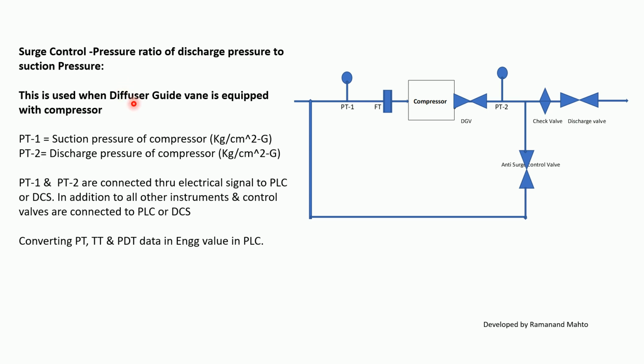This philosophy is used only when a DGV, that is a diffuser guide vane, is installed with the compressor. PT1 is the suction pressure of the compressor in kg per cm square gauge. PT2 is the discharge pressure of the compressor in kg per cm square gauge. PT1 and PT2 are connected through electrical signal to the PLC or DCS, and in addition, all other instrument control valves are also connected to the PLC or DCS.